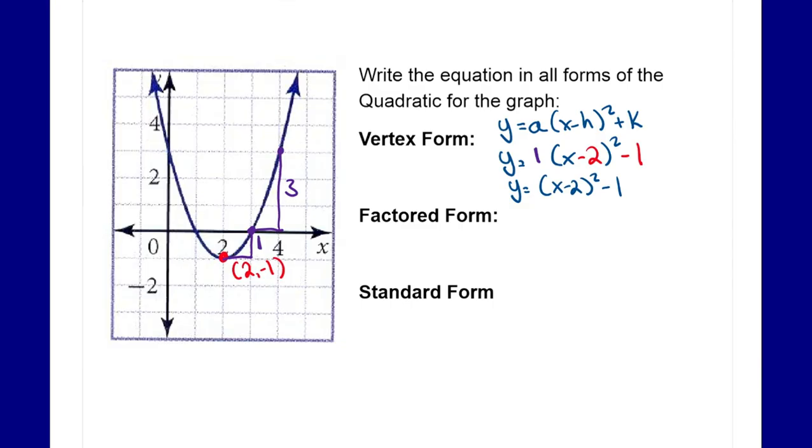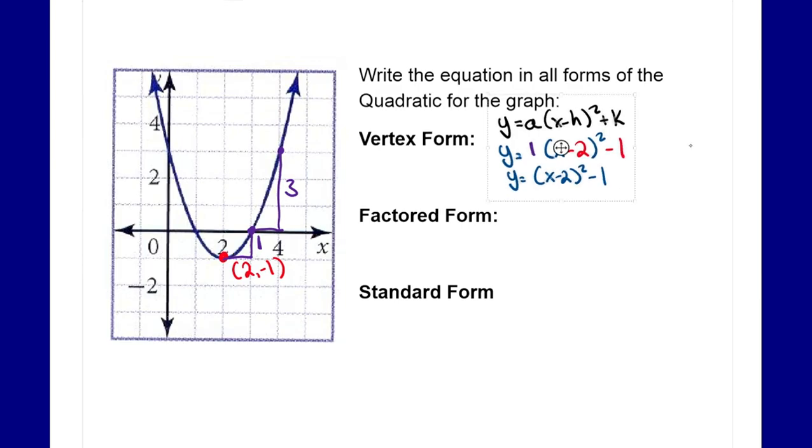Now for our factored form, and actually let me just change the different forms to a different color. So for my factored form, if we remember from the last unit, our factored form is y equals a(x minus r)(x minus s), with r and s being our x-intercepts. So in this case, I can see it crosses the x-axis here at (1, 0), and it crosses here at (3, 0). So those two values are going to be our r and s.